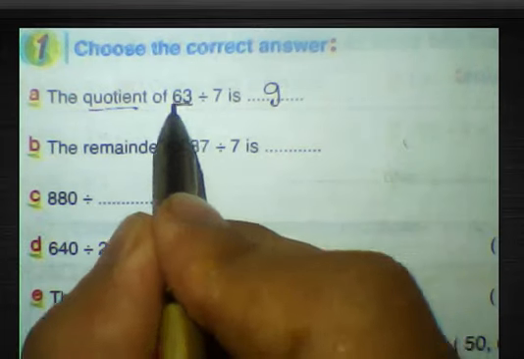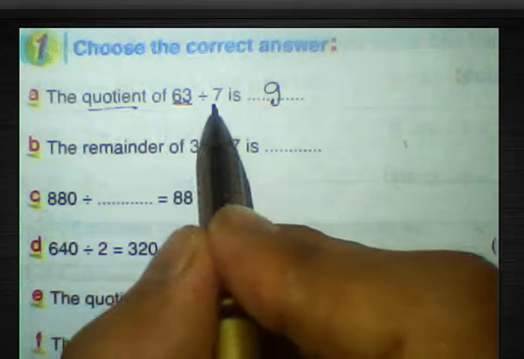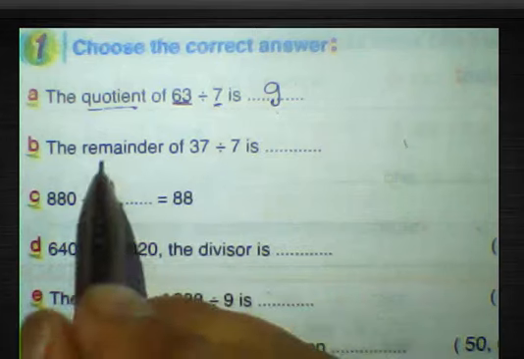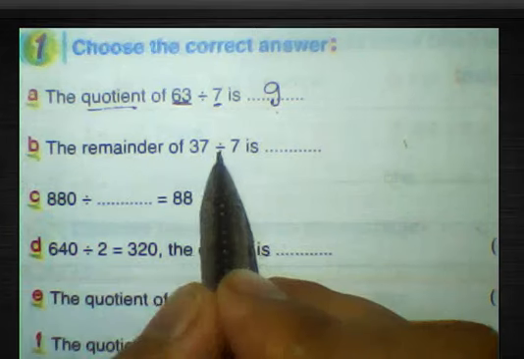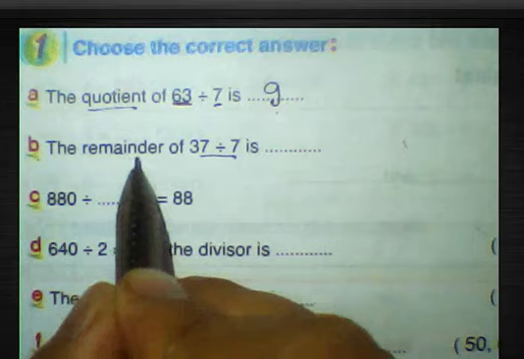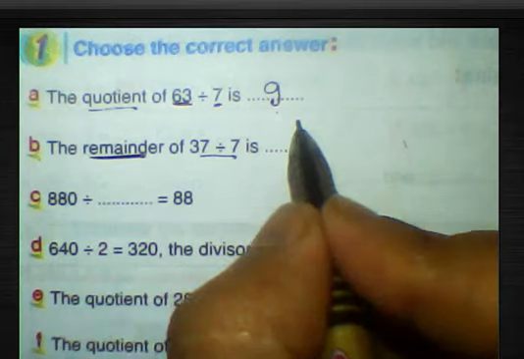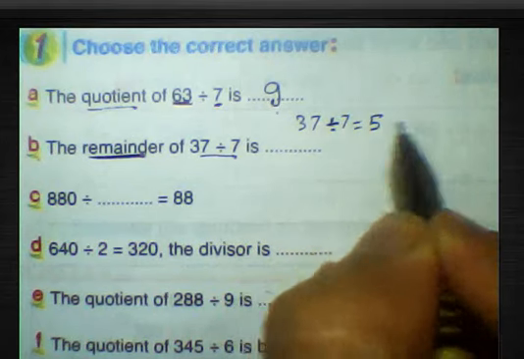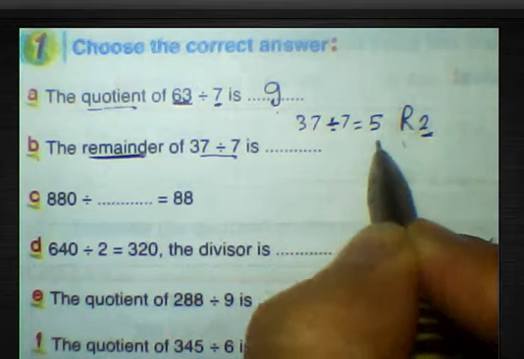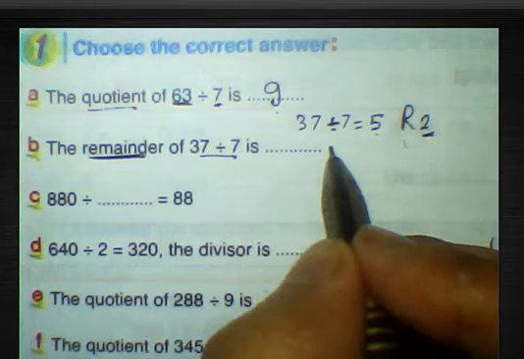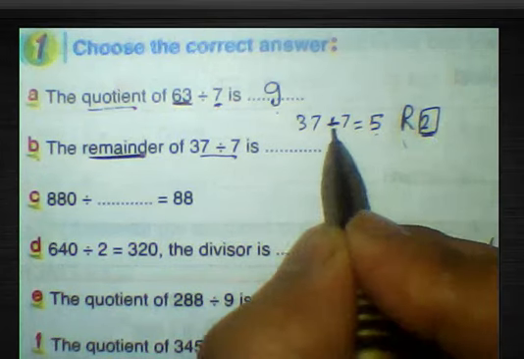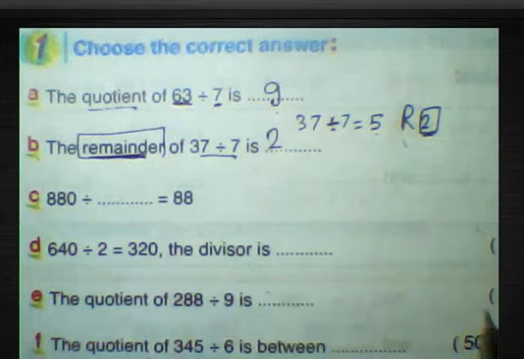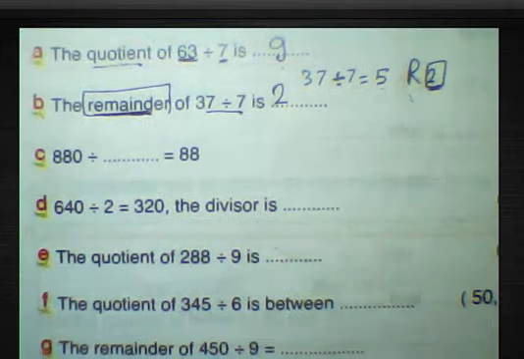What do we call 63? The dividend. And 7 is the divisor, and 9 is the quotient. Letter B, the remainder of 37 divided by 7 is... he wants us to find the remainder. We know 37 divided by 7 equals 5 and the remainder 2. Why? Because 5 times 7 equals 35, and 35 plus 2 equals 37. Then the remainder will be 2. Okay, he asked about the remainder.